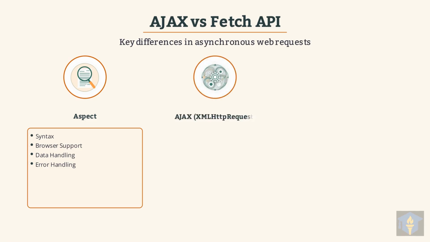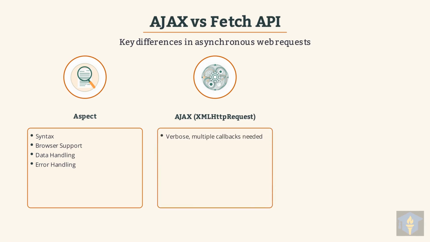Now, let's dive into AJAX, which stands for Asynchronous JavaScript and XML, and its characteristics. AJAX typically involves more verbose code and often requires multiple callbacks to manage different stages of a request. A significant advantage of AJAX is its widespread browser support, working in virtually all major browsers. With AJAX, you usually need to manually parse the response data, for example, using JSON.parse for JSON. Error handling in AJAX is primarily managed through the onerror event, which can be somewhat limited.